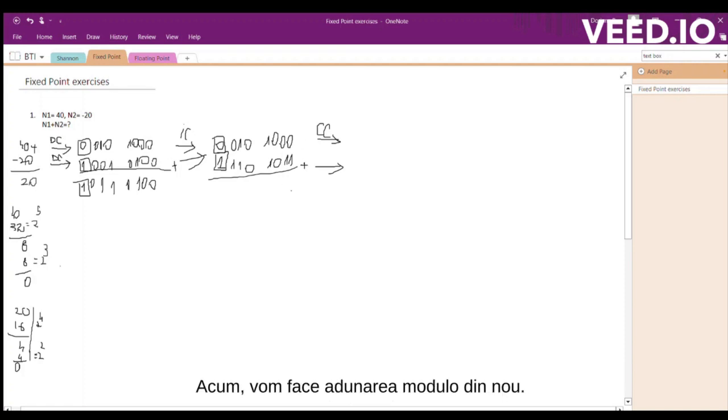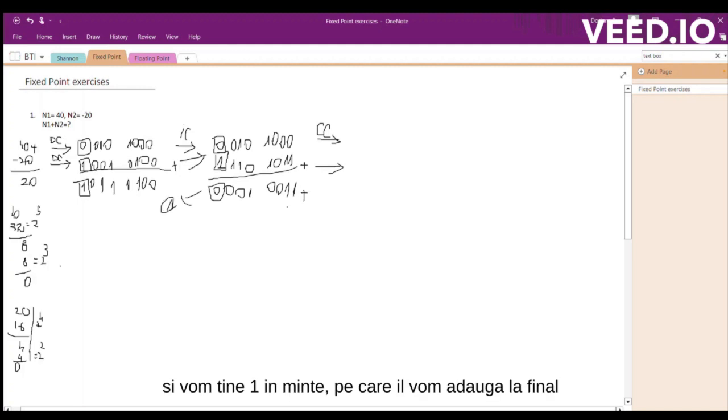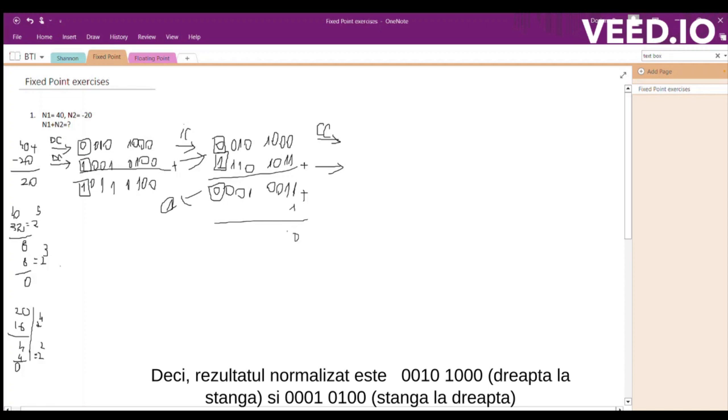And now we will do the addition again. So we have 1, 1, 0, 0, 1, 0, 0, 0. And we keep one in mind that we will add at the end in order to obtain the normalized result. So we have 0, 0, 1, 0, 1, 0, 0, 0. Which is 20.